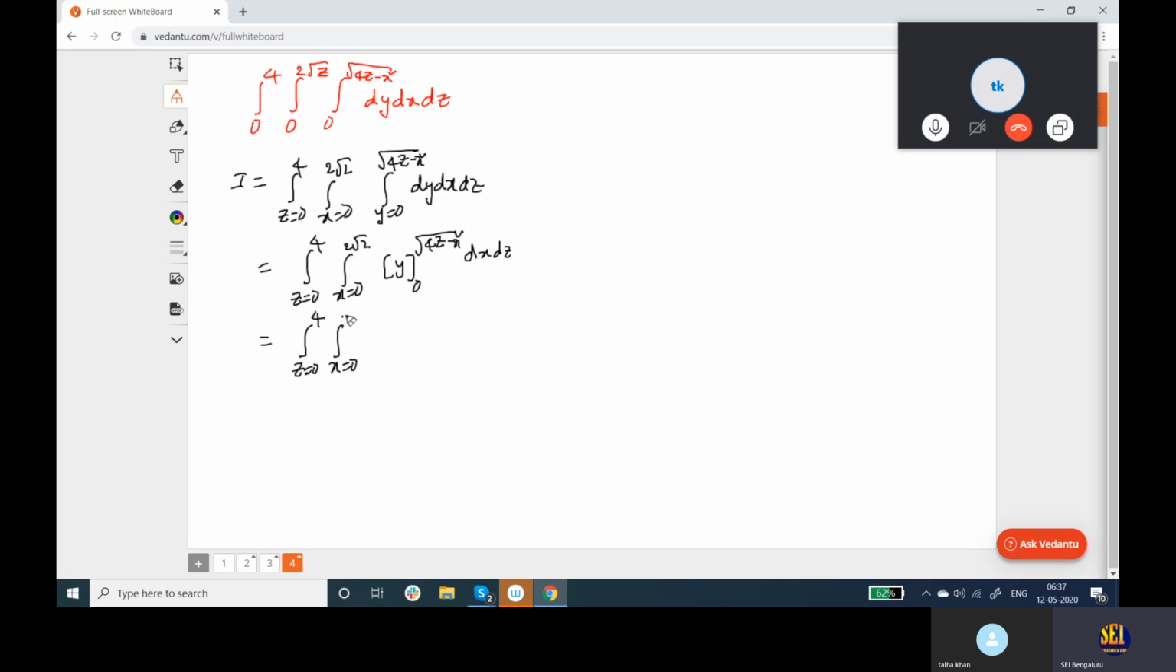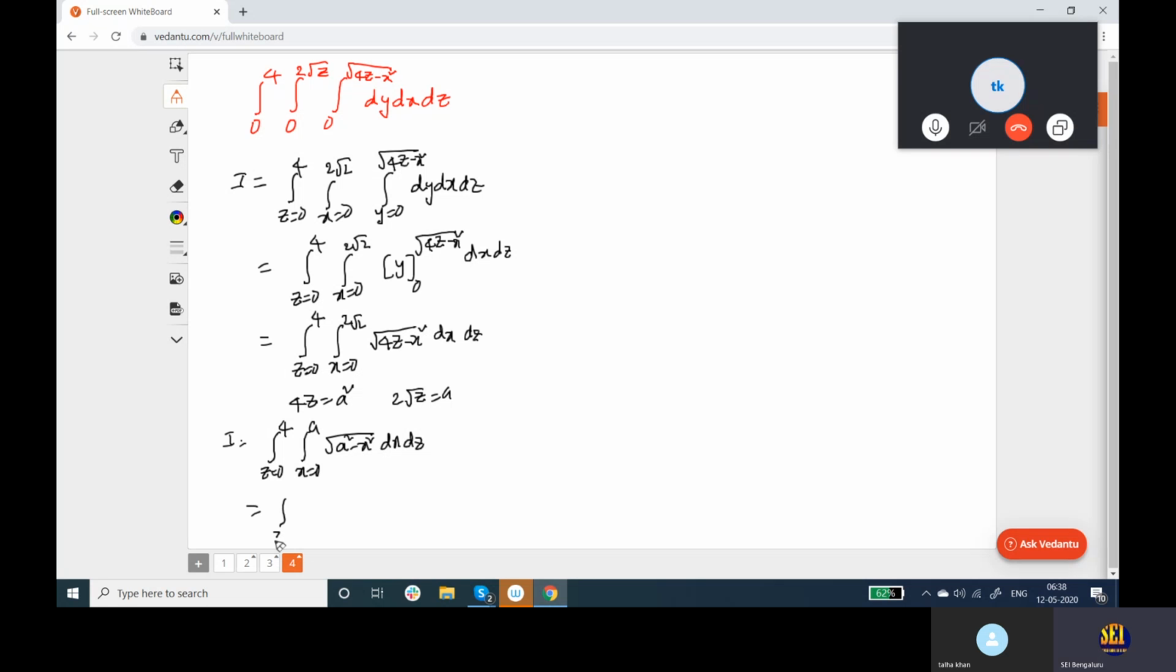Integral x is equal to 0 to 2 root 2 dx dz. Now you know 4z is equal to a square, 2 root z is equal to a. So I is equal to integral z is equal to 0 to 4, integral x is equal to 0 to a square root of a square minus x square into dx into dz.